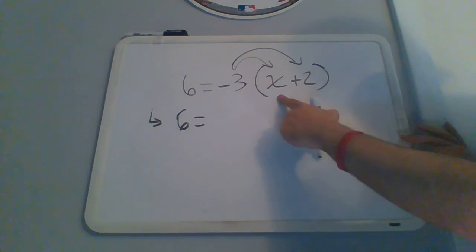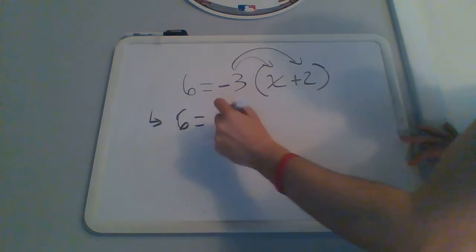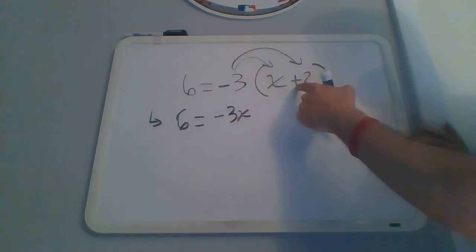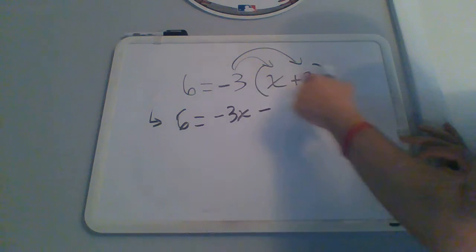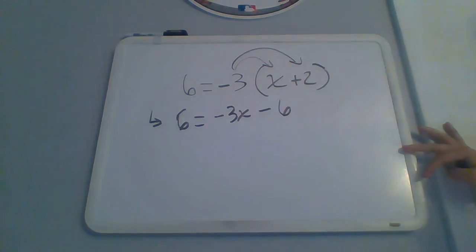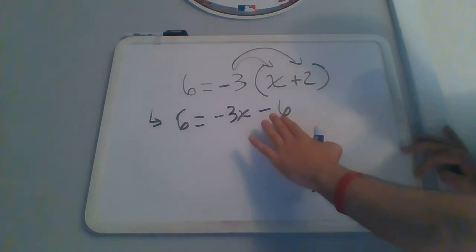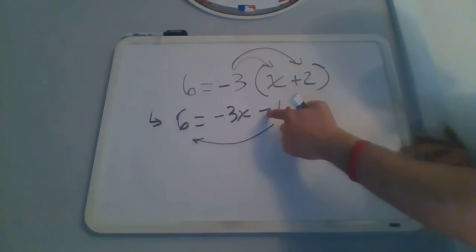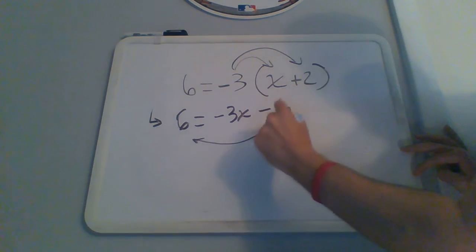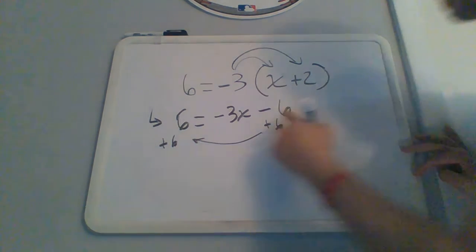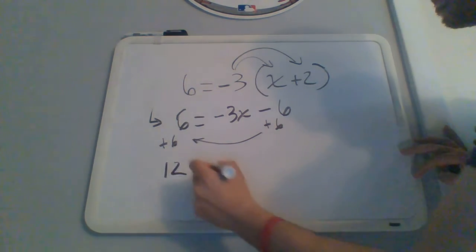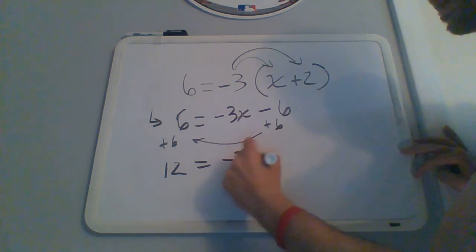negative 3 times x. A negative times a positive is going to be a negative, so negative 3x. Negative 3 times positive 2, a negative times a positive is a negative, and 3 times 2 is 6. Now, we want to move the negative 6 to this side of the equation. So if it's being subtracted on this side, we're going to add it to both sides to get rid of it. Now we have 6 plus 6 is 12 equals negative 3x.